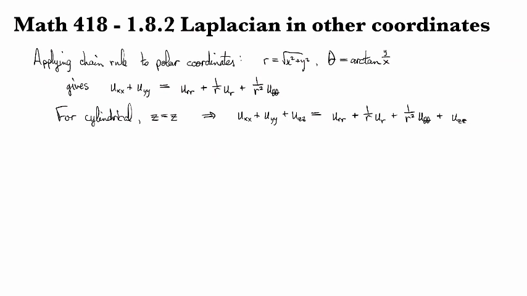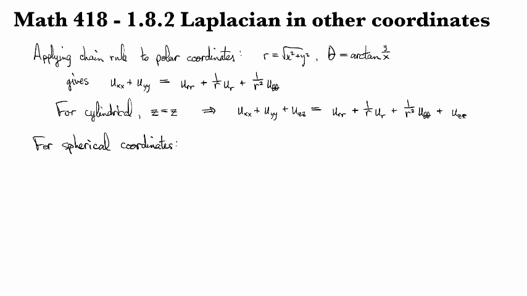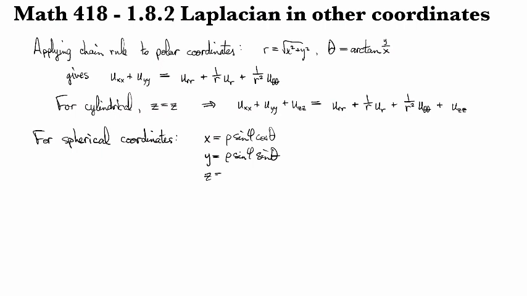Okay, and then there's also spherical coordinates. And so the calculations with the chain rule, that's just straightforward differentiation. It's written up in detail in the text. I will spare you the gory algebra for now. For spherical coordinates, we've got x is equal to rho sine phi cosine theta, y is equal to rho sine phi sine theta, and z is equal to rho cosine phi.